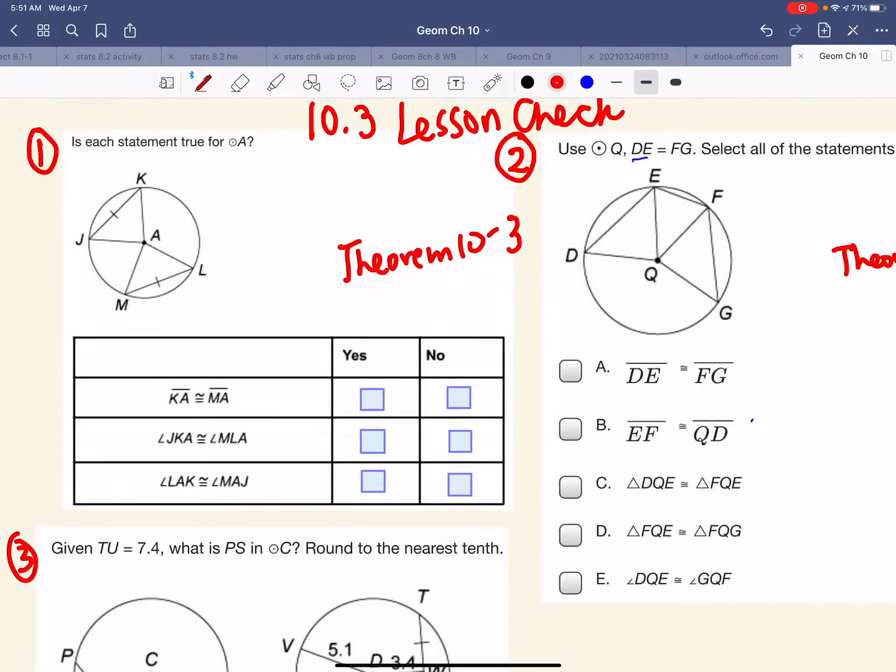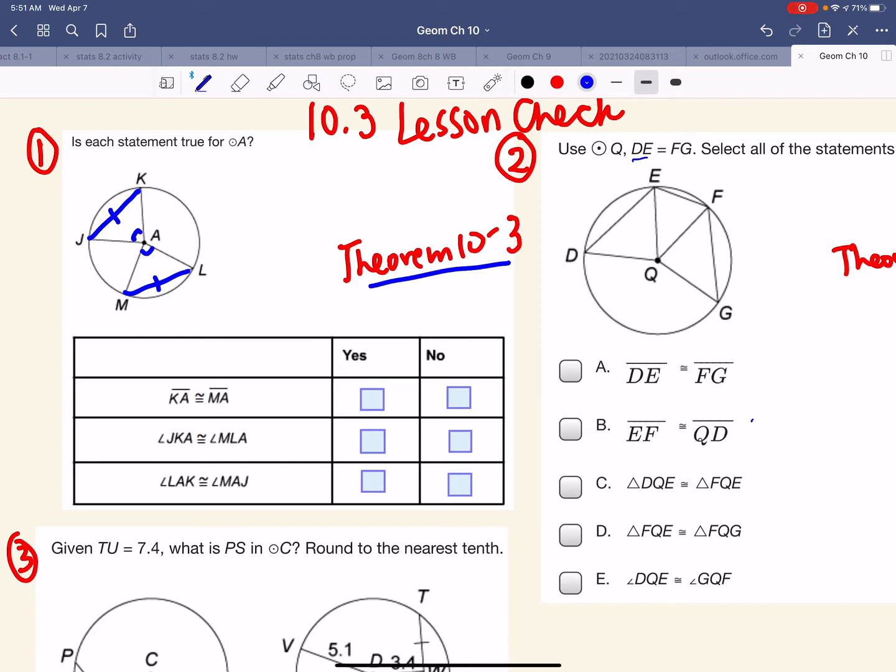Lesson check 10-3 says each statement for A is true. Let's find out. They tell us these are equal. So in our theorem 10-3 today, it's stated if they tell us these are equal, then we know these angles are equal, right?